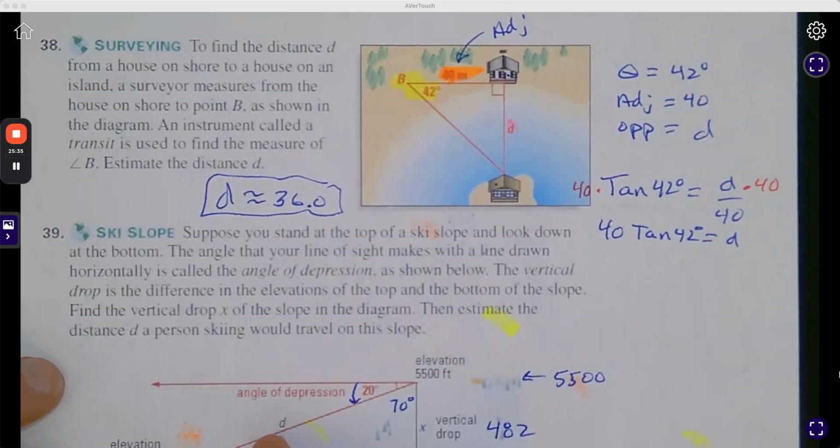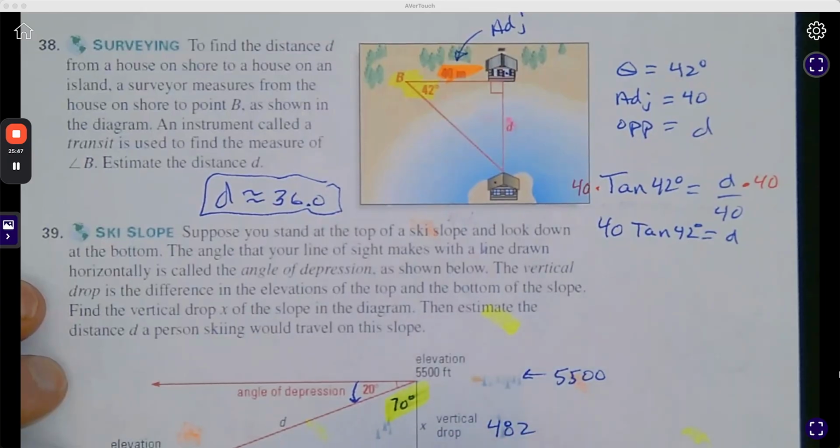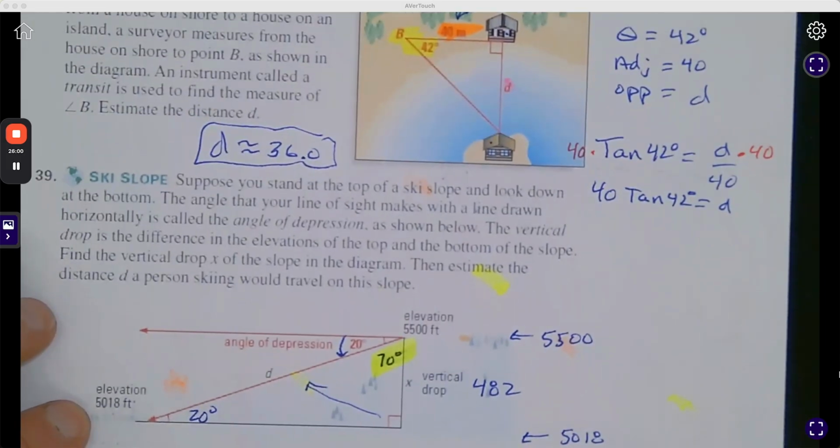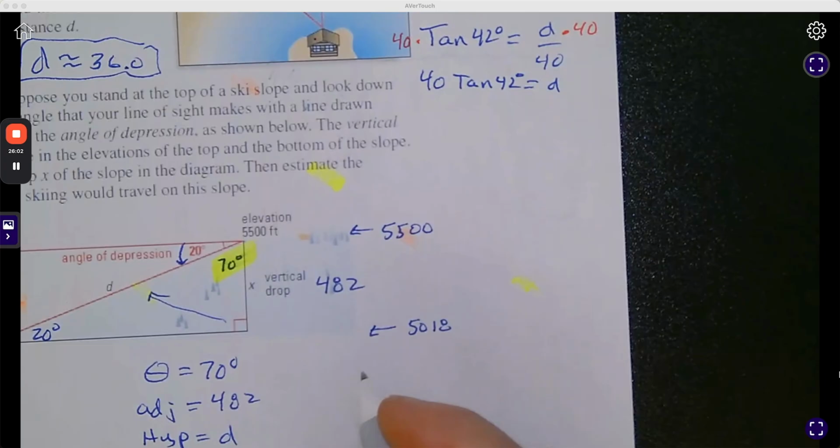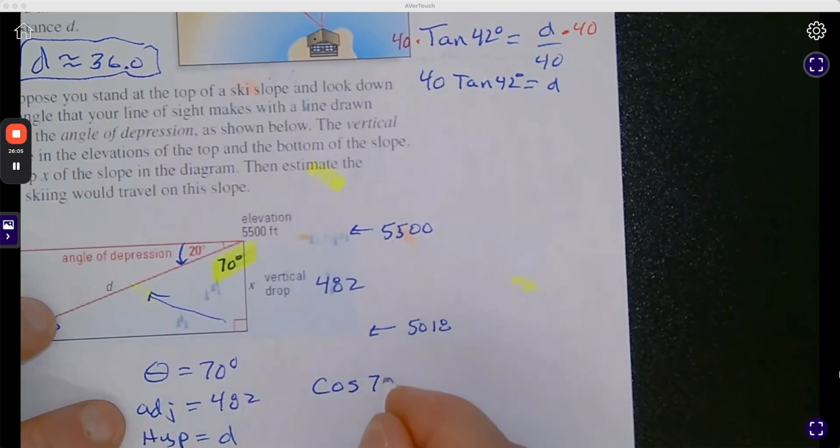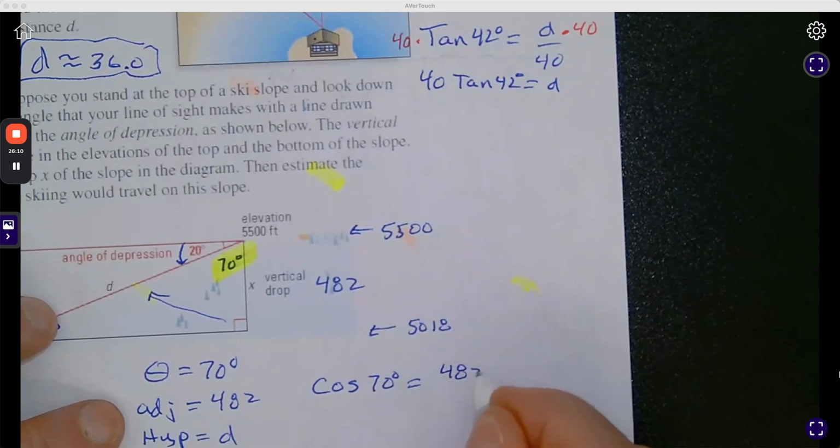Now we're looking for D, right? I have to pick an acute reference angle. I'm going to pick that one. So my reference angle is 70. This is my adjacent side, so my adjacent side is 482. And this is my hypotenuse because it's across from the right angle. And that's what I'm looking for. I'm going to use cosine, adjacent over hypotenuse.